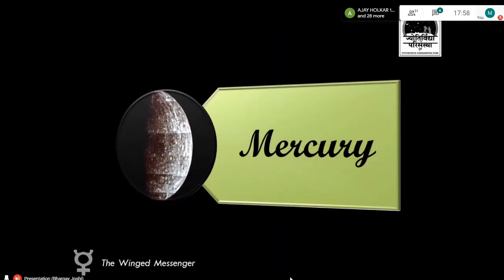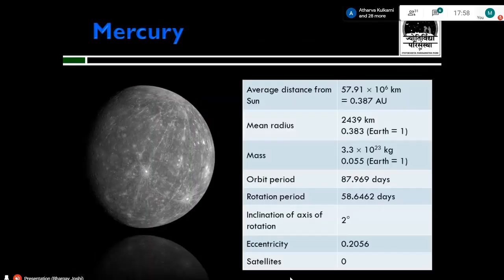So yeah, Mercury is named after the Roman god, the winged messenger. Now let's take a look at the parameters. This is an interesting thing. The axial inclination of Mercury is just 2 degrees. In the case of Earth it was 23.5 degrees, whereas in the case of Mercury, it is just 2 degrees. And the distance is hardly 0.3 astronomical units. So it is really, really close to the sun, which is why life will never be possible on Mercury.